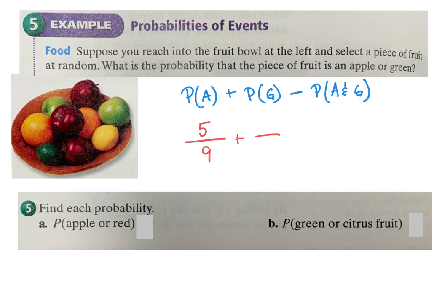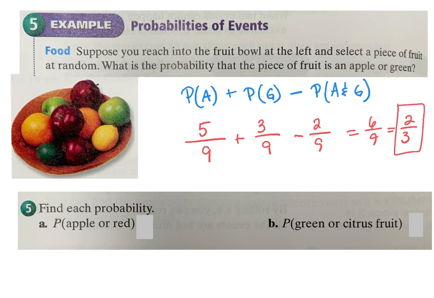I still have 9 pieces when I'm looking at green. How many pieces of green fruits, right? And how many green apples do I have? 2. So 5 plus 3 minus 2 gives me 6 over 9, which I do reduce, by the way, to 2/3. If they did it in percentages, it would be about 66%. I believe they left it as a fraction though.